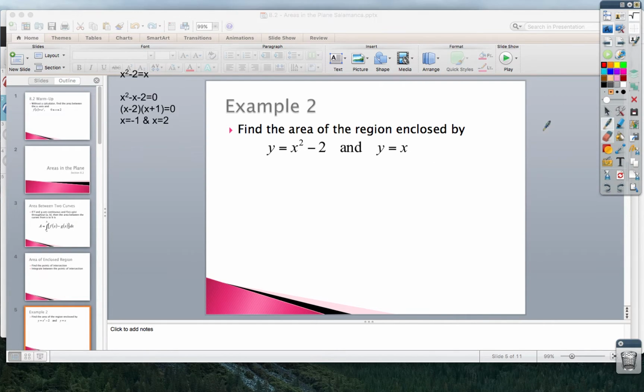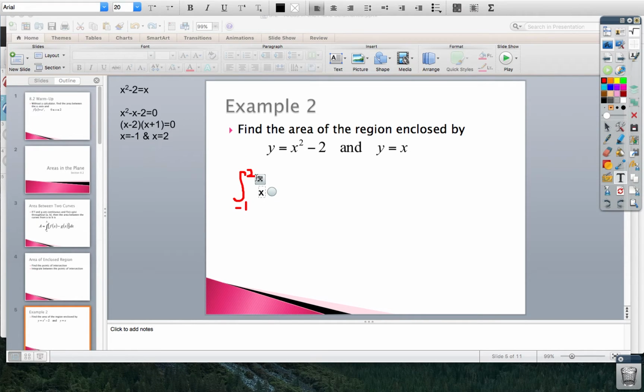Now, we're going to integrate from -1 to 2. The reason we're doing that is because that's where our two intersection points are. Now remember, on the graph, the line y equals x was on top of x squared minus 2. So we're going to take x and subtract x squared minus 2 from the whole thing. And since we're integrating with both functions, what we want to make sure we're doing is putting this entire thing in brackets, like so, and putting our dx at the end.